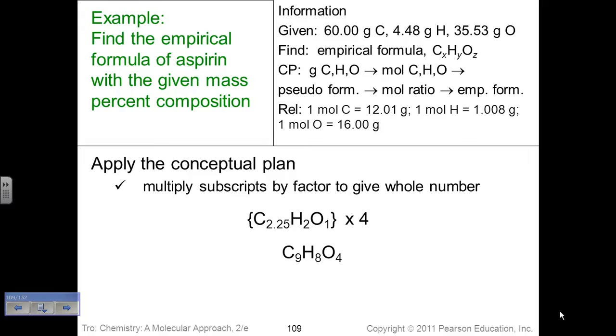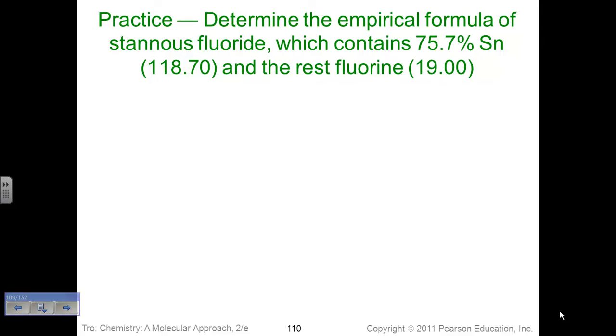An empirical formula, the lowest subscript ratio possible. Step 1, percent sign changed to grams. Step 2, grams get converted to moles. Step 3, divide through the list of moles by the smallest number and work them into a whole number ratio. Those become the subscripts with which we write our chemical formula.